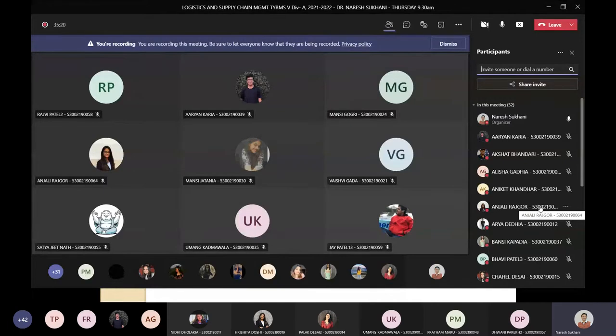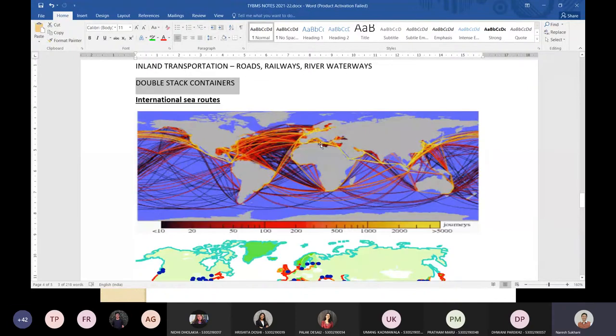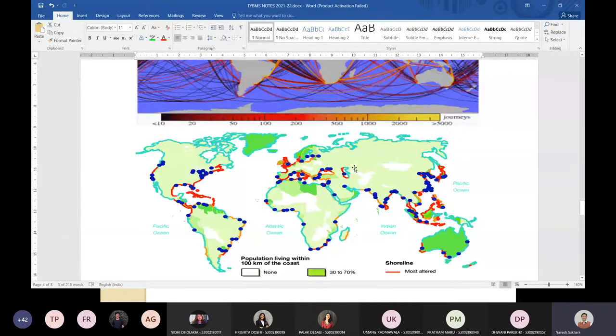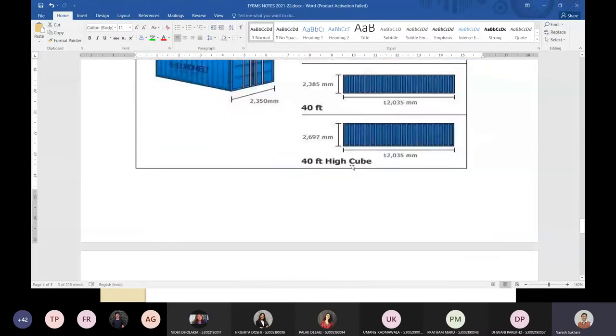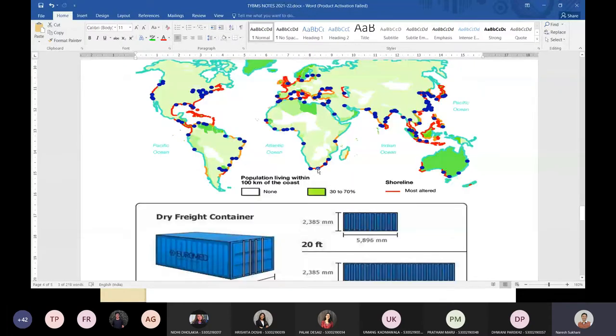During the video, I would want you to note some words: international transportation, double stack containers, where they are used, roads, railways. I'm going to introduce you to them. International sea routes, how the material flows. We're going to speak more on this also. What is the material which is coming forward? There are some resources for that. This is already formatted and kept ready for you. These are ready-made notes which you can refer to just before your exams and comprehend from them.